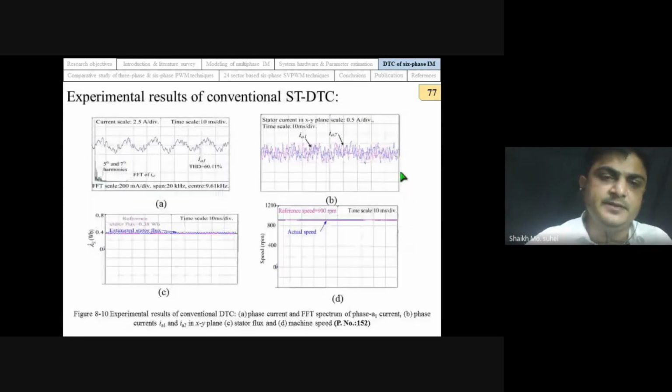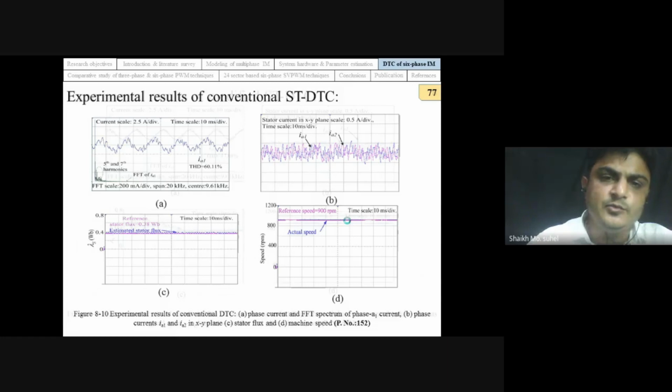These are the experimental results that we measured. In the experimental results, we can conclude that because the conventional DTC utilizes only one voltage vector, we have observed the fifth and seventh harmonics and XY current harmonics having very high magnitude, while it ultimately tracks our reference flux and reference speed effectively.